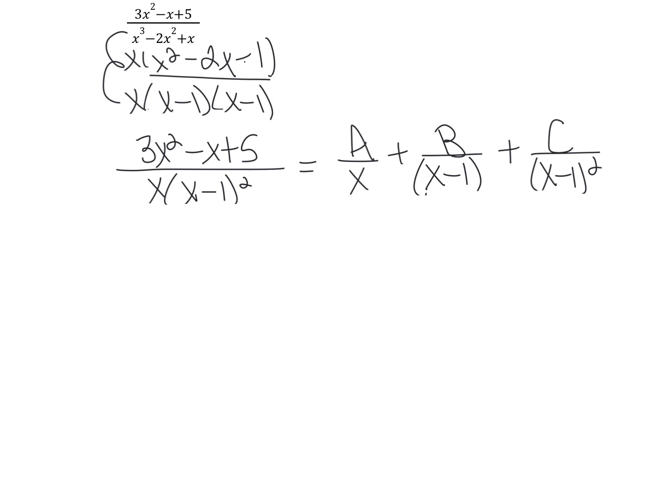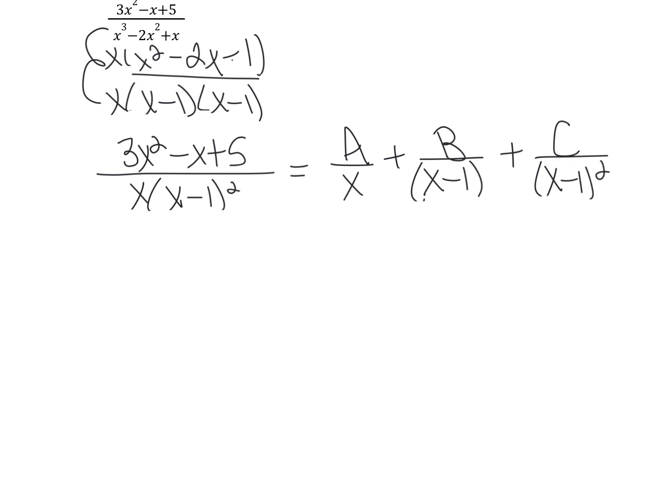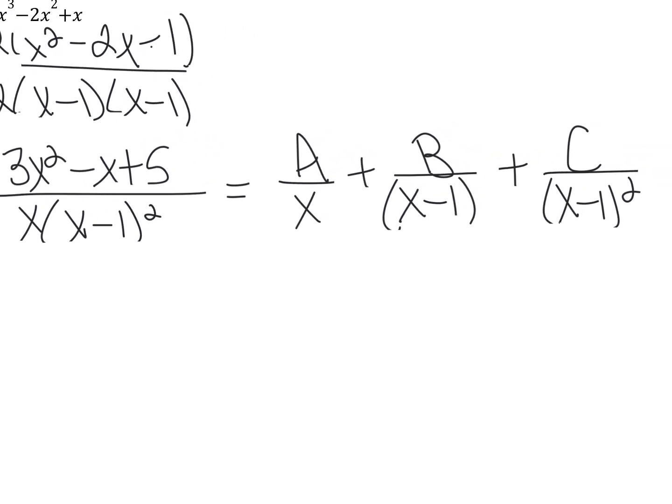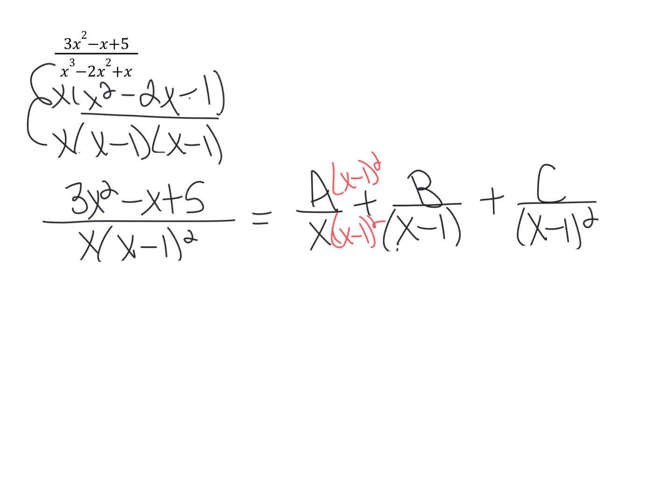So as you can see, this one's going to get a little bit more difficult. So our next step here, we need common denominators. Well, I have an x and an x minus 1 squared. My first term here, I'm missing an x minus 1 squared. So I multiply the top and the bottom. Second one, I'm missing an x, but I'm also missing an x minus 1, because remember I have to have x minus 1 and x minus 1.